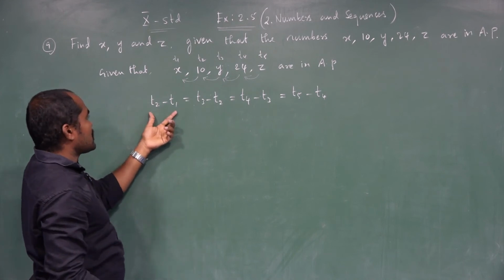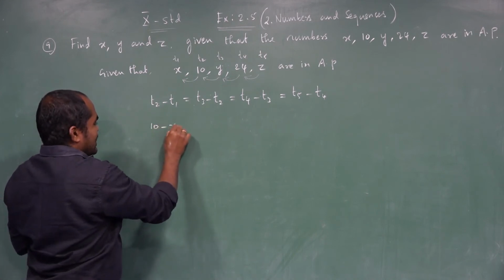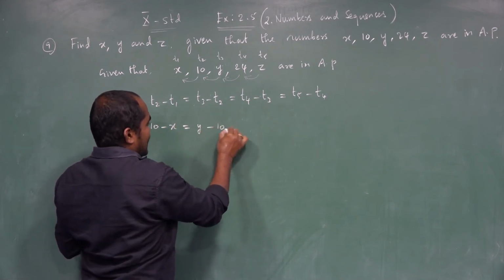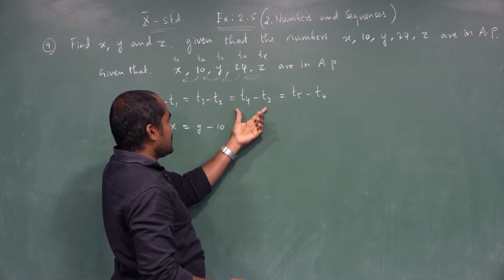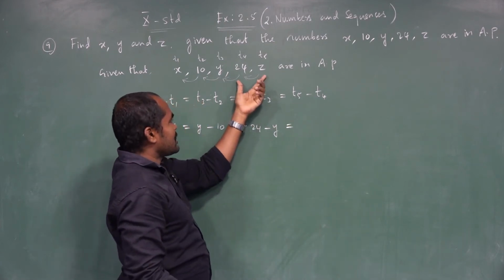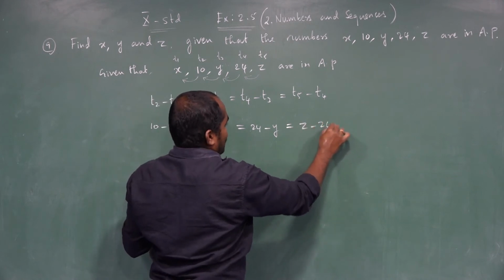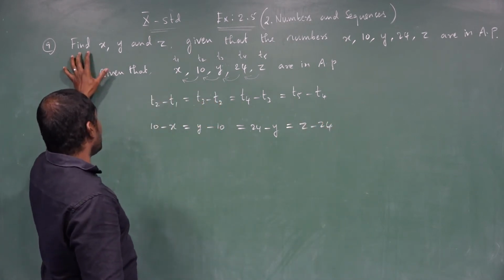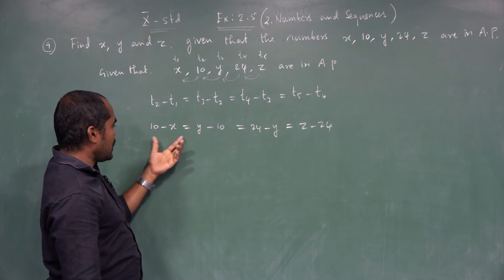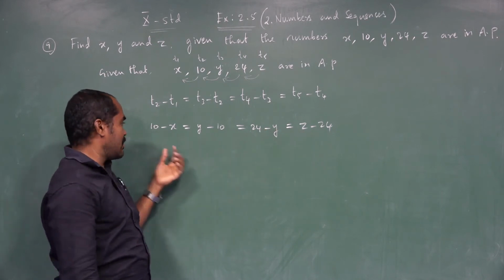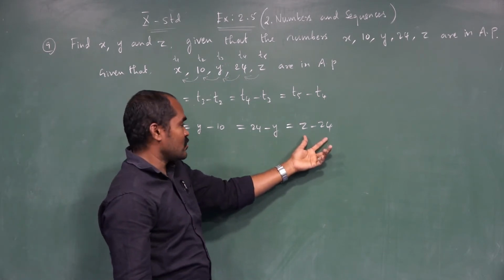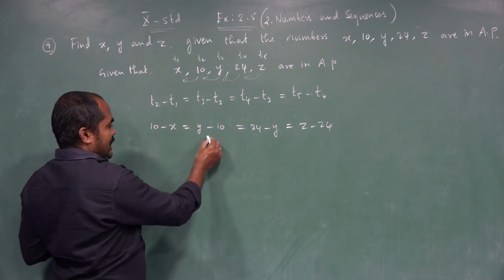Right? So T2 minus T1 means 10 minus x. T3 minus T2 means y minus 10. T4 minus T3 means 24 minus y. T5 minus T4 means z minus 24. So our question: find the unknown x, y and z. So these four expressions are equal: 10 minus x, y minus 10, 24 minus y, z minus 24. Now I am going to equate second and third.